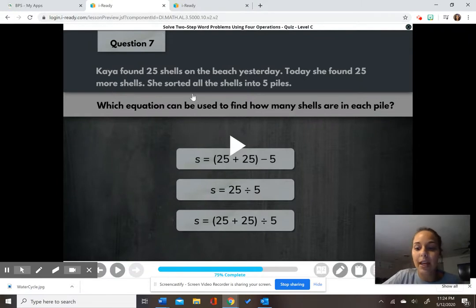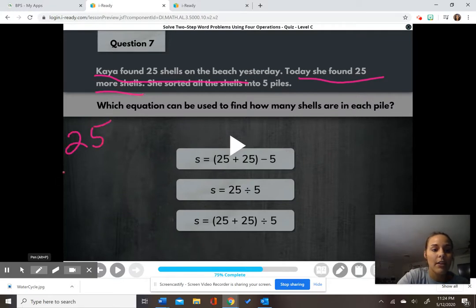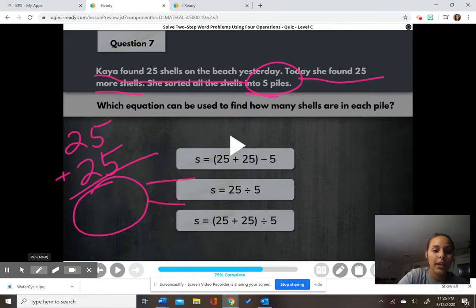All right, we got 2 left. Question 7. This one's actually pretty easy. So we have our friend Kaya. She found 25 shells on the beach. Then she found another 25. So she found 25 and 25. That's what she found so far. Then she sorted them into 5 piles. So she took this amount, the total, whatever the total was, and she split it into 5 groups, right? Isn't that what it says?